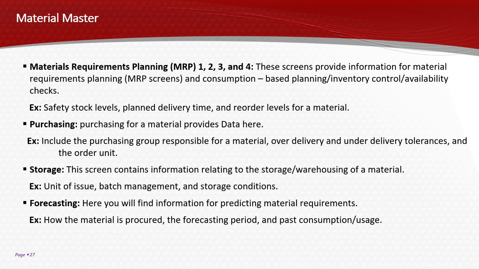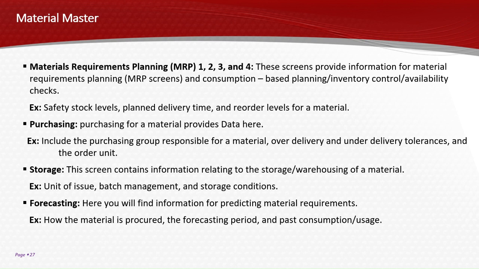So purchasing for the material provides the data here. It includes the purchasing group responsible for the material, over-delivery and under-delivery tolerances, and order unit. Next view is the storage location view. Okay, so this screen contains information relating to the storage or warehouse of the material. Here you can maintain the unit of issue, batch management, storage condition, etc.